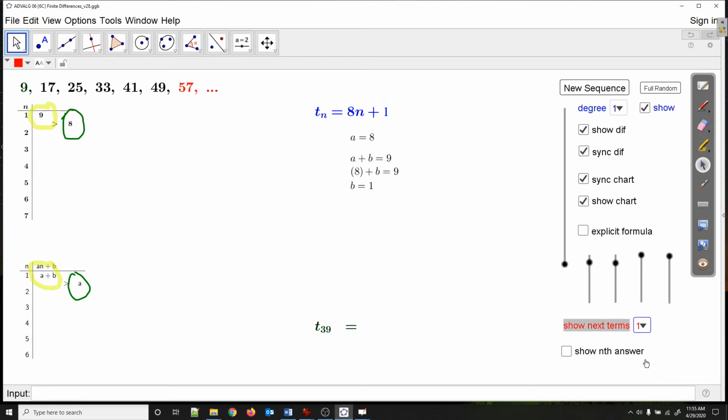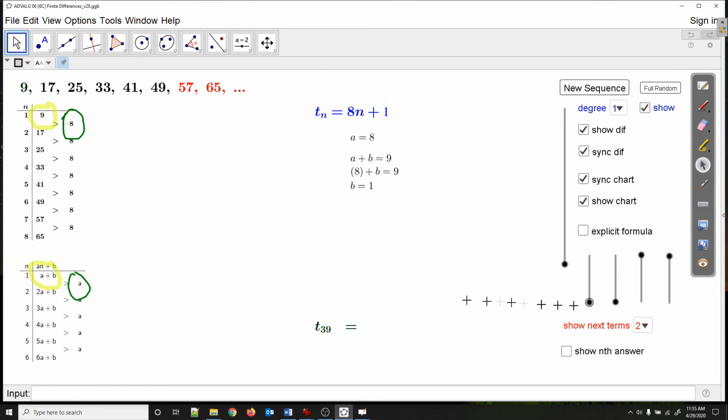a time, okay, you might come up with 57. But how would you have done this recursively? Well, you would have taken 8, added it to 49, and come up with 57. If you wanted to get the next term after that, which is 65, you would add 8 to the 57 and come up with 65. Or you could just do this explicitly.